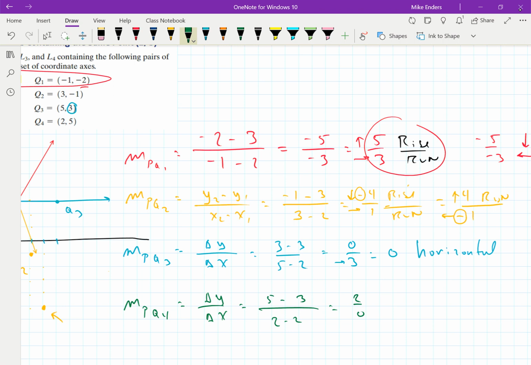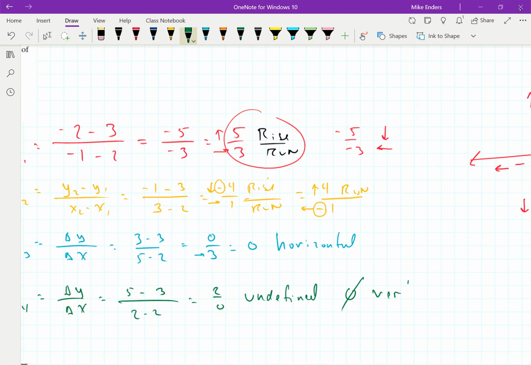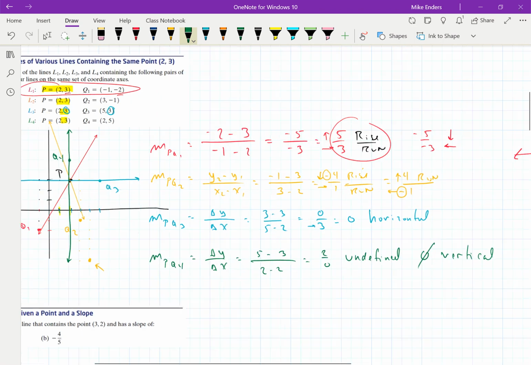This one here, then, anytime we divide by 0, we say is undefined. Sometimes we'll see a 0 with a slash through it. It looks like the empty set symbol. Okay? And any vertical line will always end up being that style. We'll have a slope that is undefined.